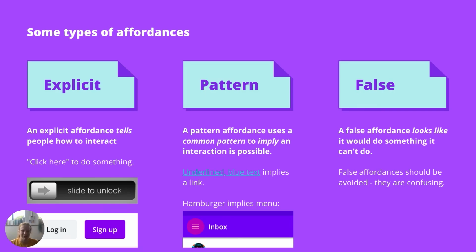Another example would be a checkbox. A checkbox, especially in the unchecked state, doesn't say, check me, but a lot of people have seen what a checkbox looks like, so they know what to do with it. Pattern affordances are a bit tricky though. It's really important that you make sure you are using patterns that are familiar to your users.